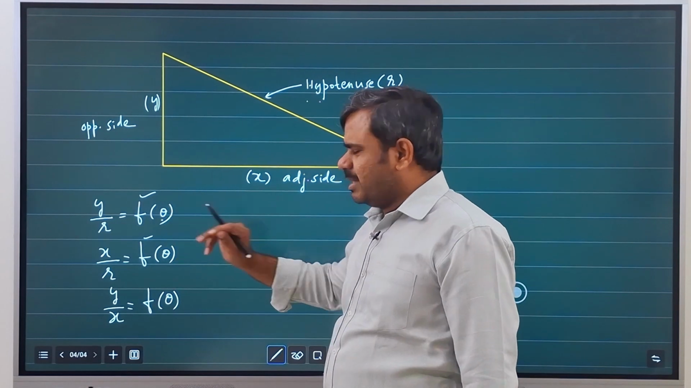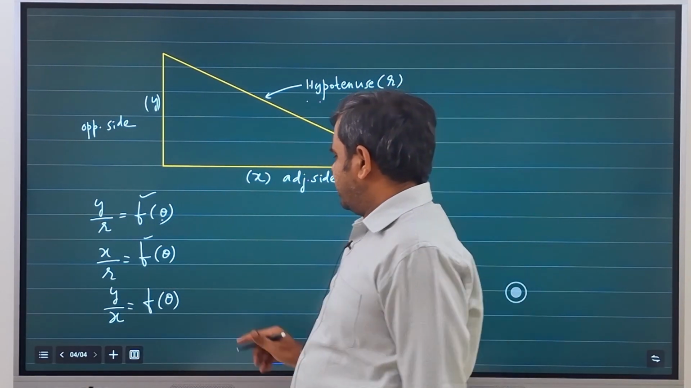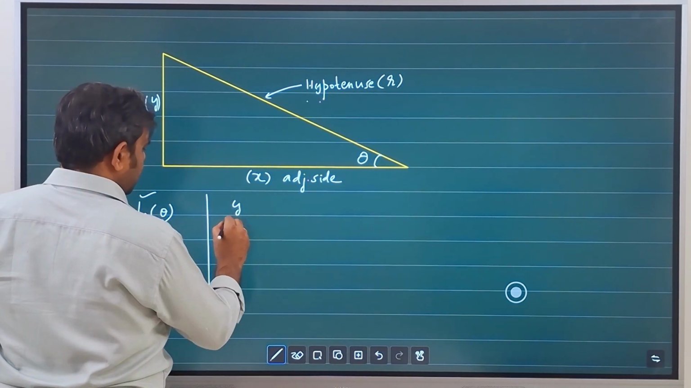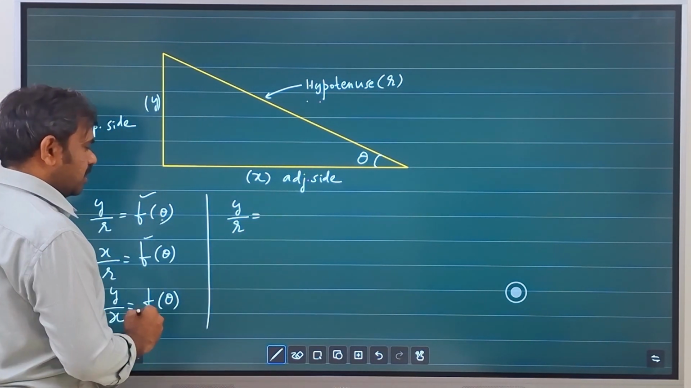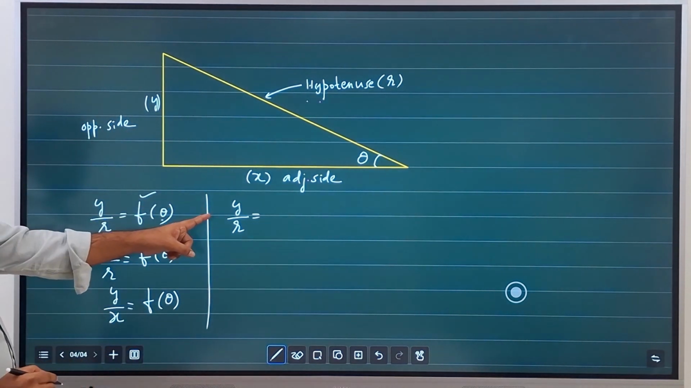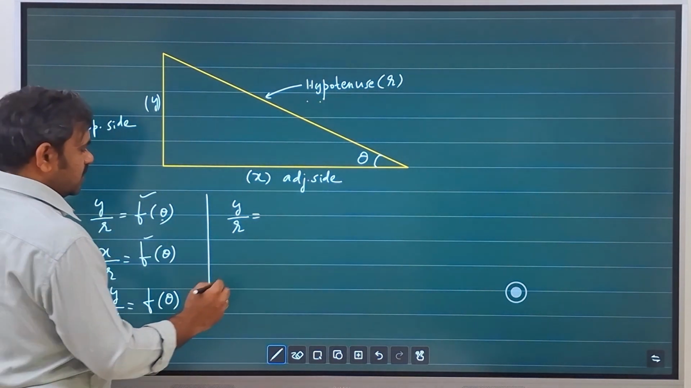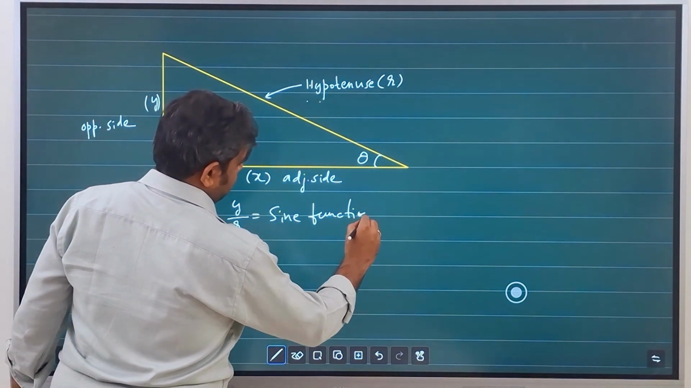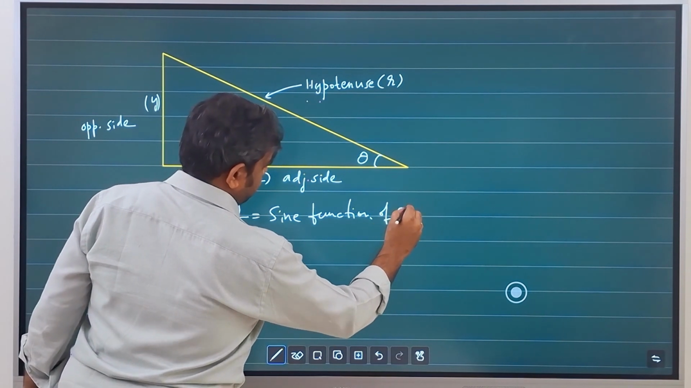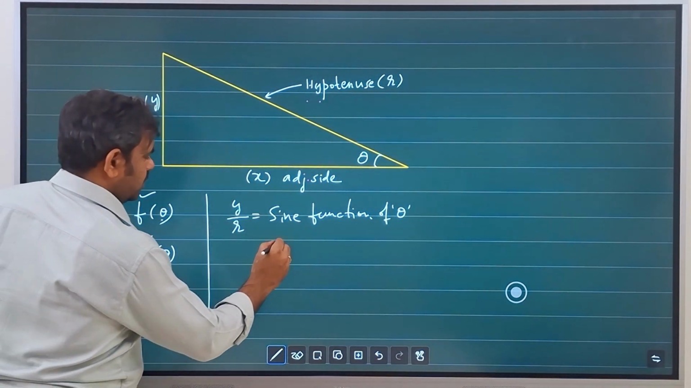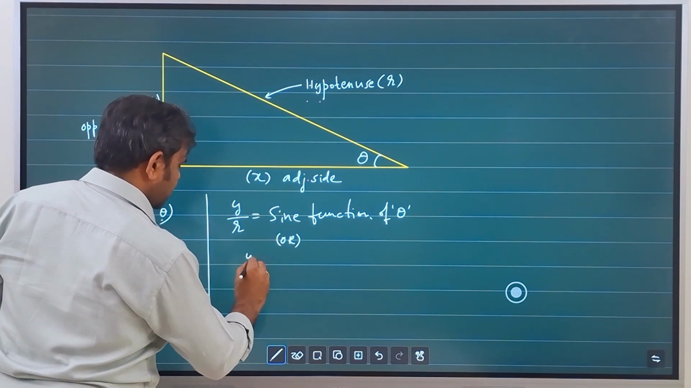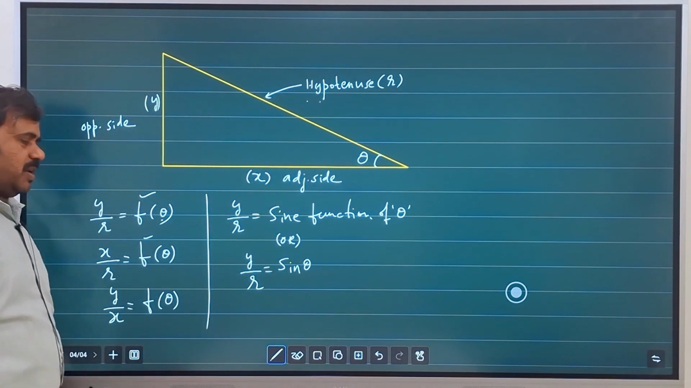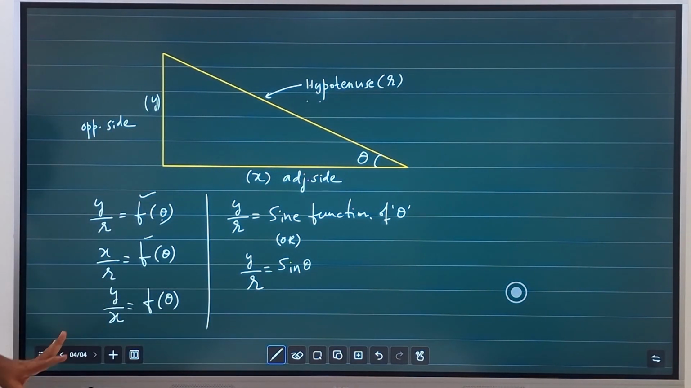So we are going to name these functions. The names of these functions I am going to write now. So here, these are the names given. Opposite side to hypotenuse. The ratio opposite side to hypotenuse is now called sine function of theta. Or we will write short and sweet as y by r is equal to y divided by r is equal to sine theta. This is the short form.